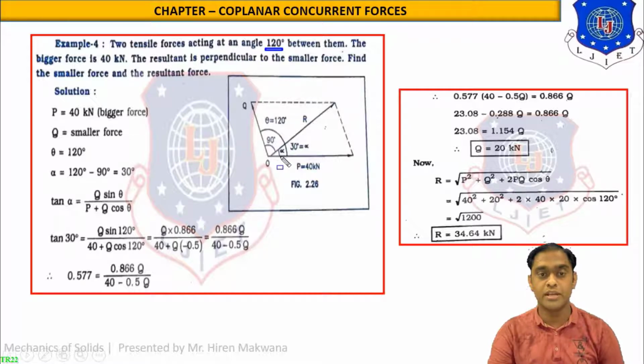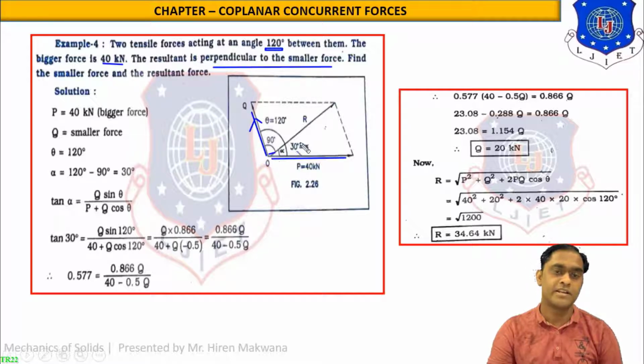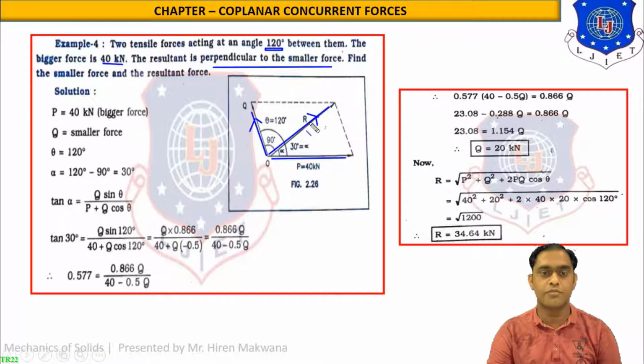So from the figure you can clear that there are two tensile forces. First one is P, which is 40 kilonewton, given over here, bigger force. The resultant is perpendicular to smaller force. So smaller force is defined like Q on the inclined side, and the resultant will be on the diagonal of the parallelogram. And it is given that the resultant is perpendicular to smaller force. So this resultant is at 90 degree with the smaller force. So this angle will be 90 degree. Find the smaller force and the resultant force.